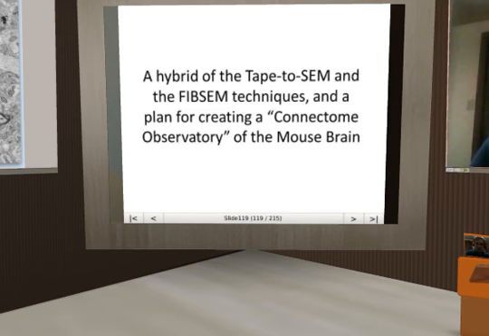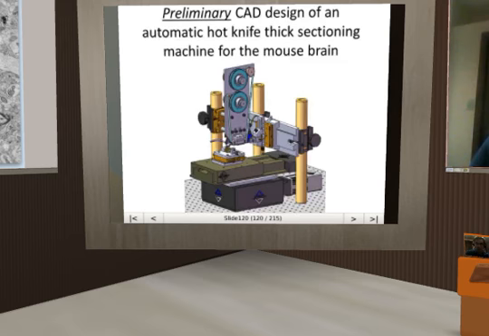So I'm going to finally show you this hybrid of the tape-to-SEM and FIB-SEM technique, and show how this might be able to make a Connectome Observatory for the mouse brain. Here's a preliminary CAD design of an automated hot knife thick sectioning machine for the mouse brain. The idea is that this would be able to section a whole mouse brain with essentially 100% reliability, in a reasonable amount of time, because it's being sectioned so thick.